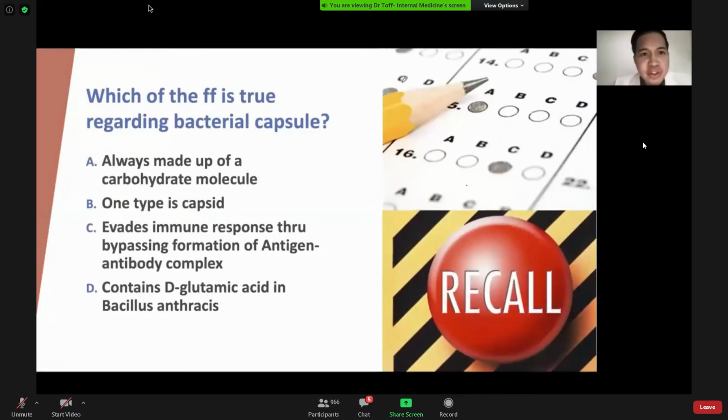Okay, so let's go to previous board question. Okay, let's try to answer. So answerin nyo din ha, kasi ito po ay galing sa previous boards. So para makikita nyo na po yung itsurahan ng board exam. So which of the following is true regarding bacterial capsule? Diba? Sobrang basic nung tanong pero prone po yan to mistakes. So try to answer.